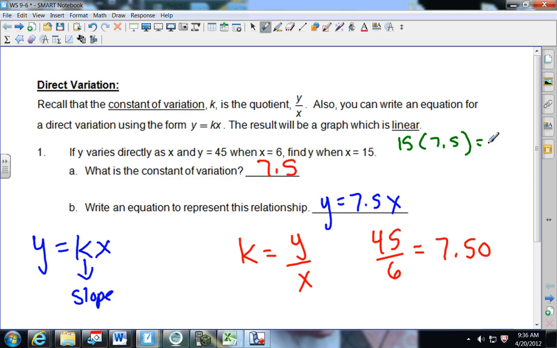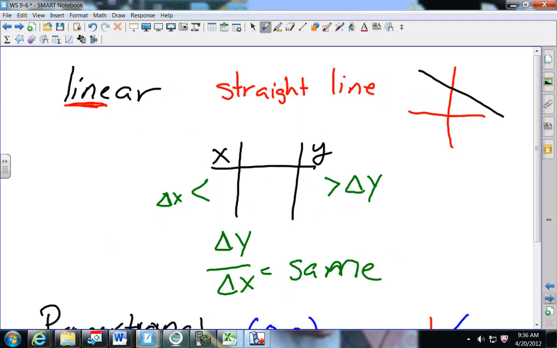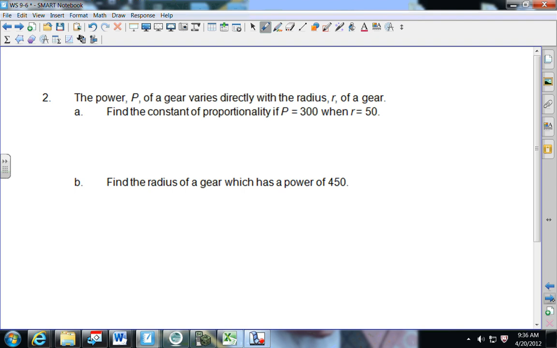$15 times 7.5 is 112.5. Okay. All right. I'm going to go down here to the next problem.